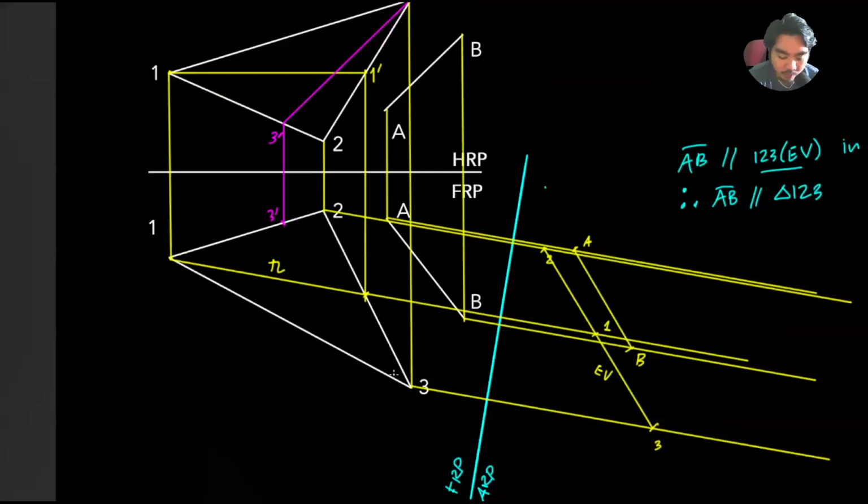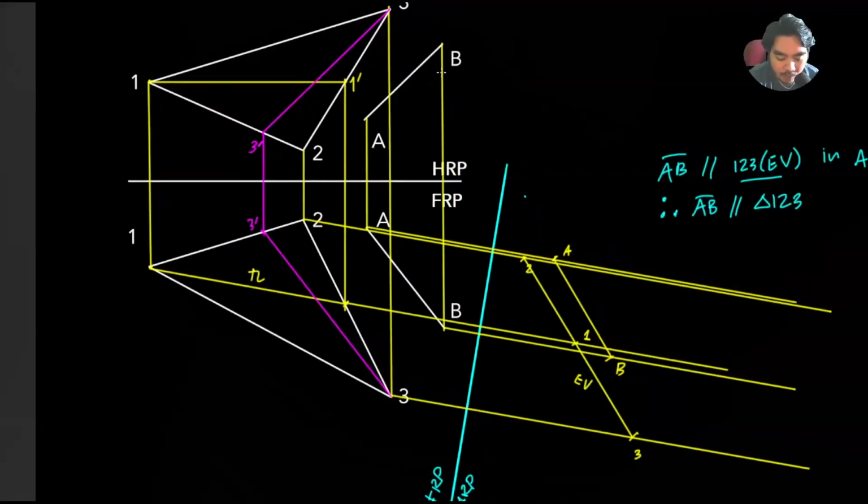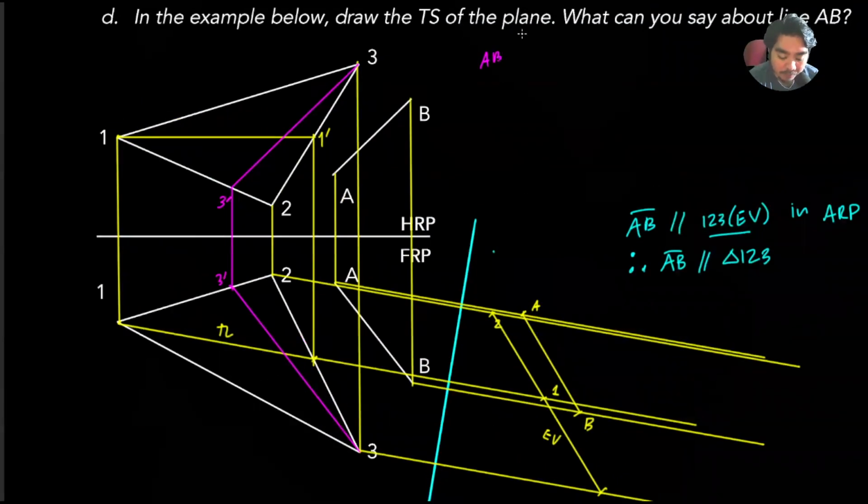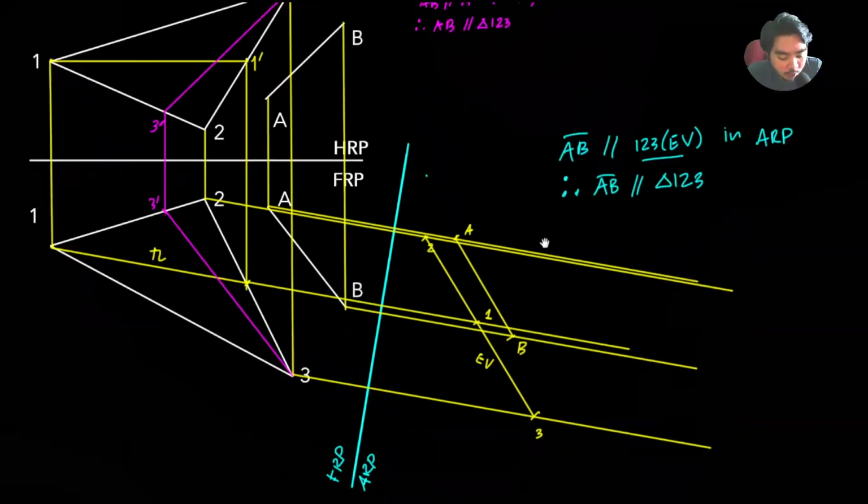And if I look at it, you can see that AB is parallel to 3, 3 prime. So pwedeng ang proof ko dito is AB is parallel to 3, 3 prime in HRP. AB is parallel to 3, 3 prime in FRP. Therefore, AB is parallel to plane 1, 2, 3. And pwede din isingit nyo yung 1, 2, 3 contains 3, 3 prime. Parang ganun. So you can do it this way.